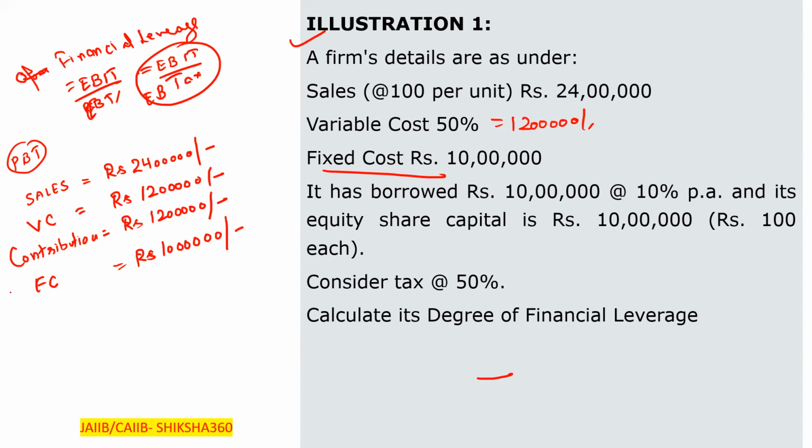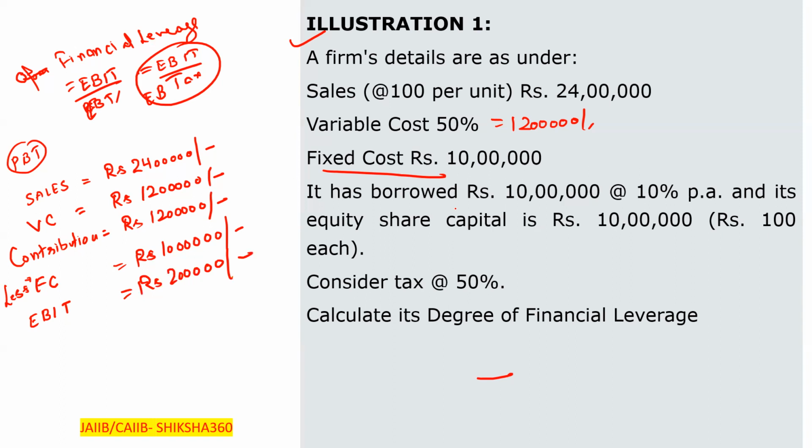After the fixed cost, if we subtract the fixed cost, what we get here is earning before interest and tax, EBIT. If we subtract the fixed cost from the contribution, that is 12 lakh minus 10 lakh, what is left here is rupees 2 lakh.